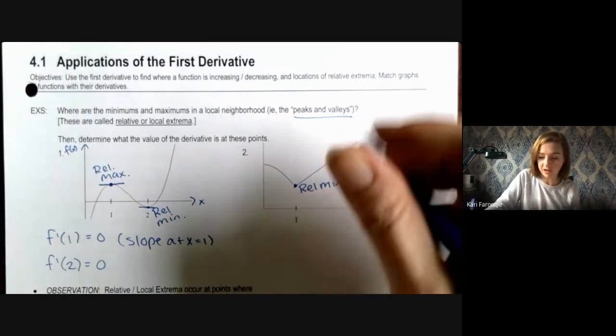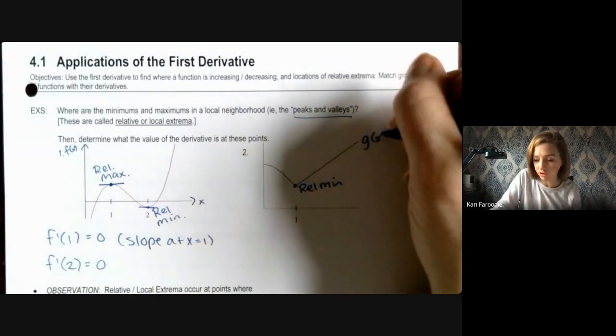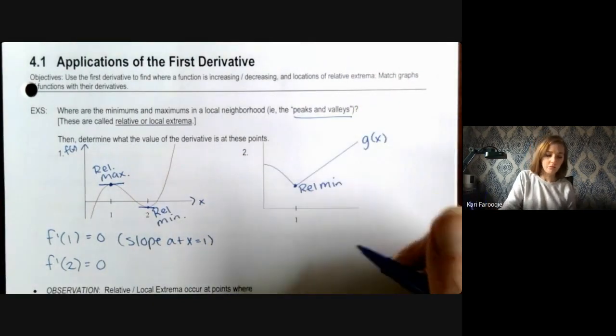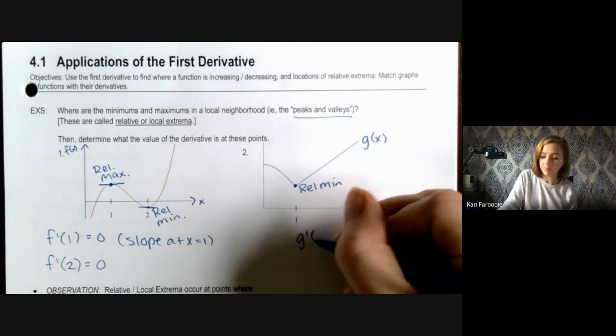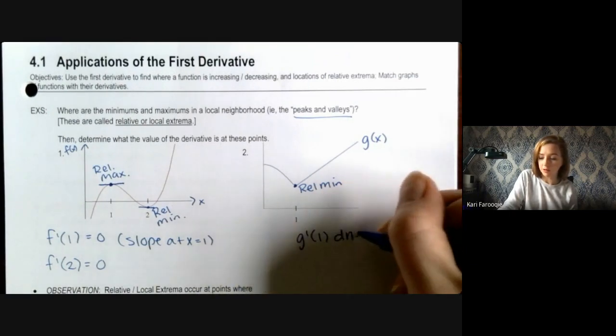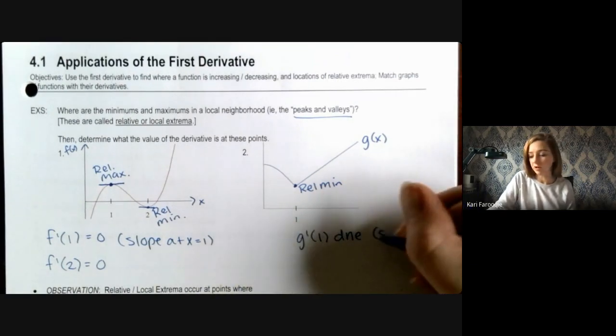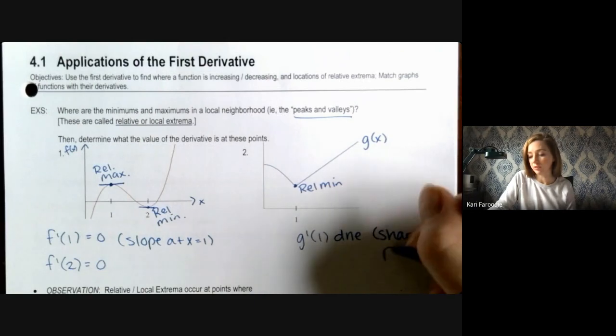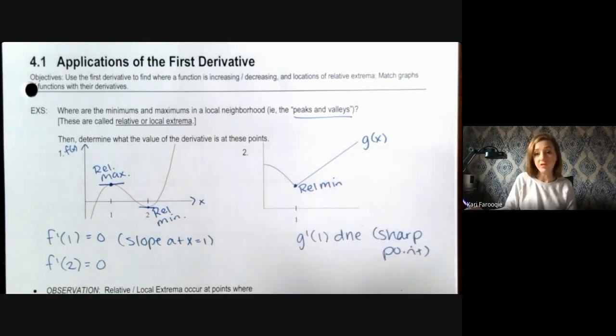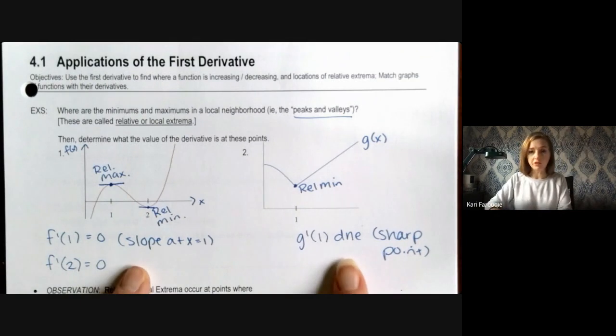So we would say in this case, let's say we called this function g of x. We could say that g prime of 1 does not exist. And that's because we have the sharp point on the graph. So we still have a relative minimum in that case, but it's just a case where the derivative does not exist. So these two examples both illustrate the same idea, just in different ways.